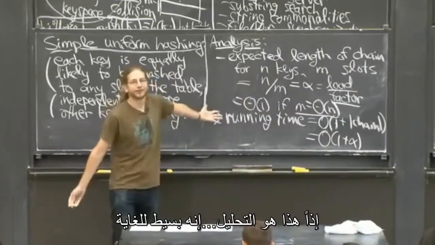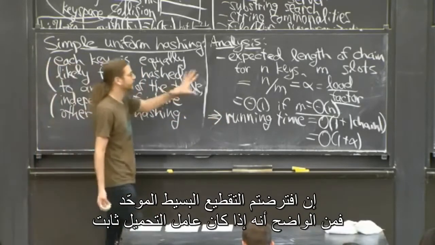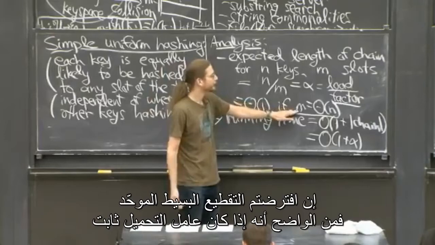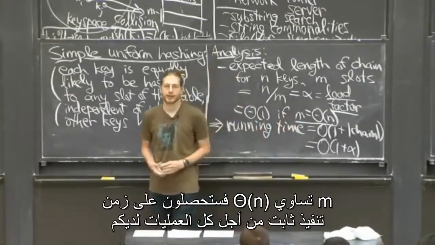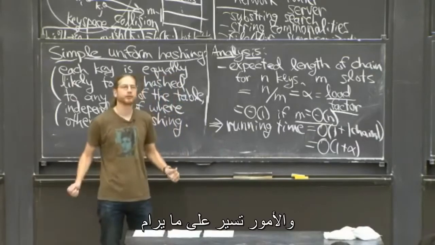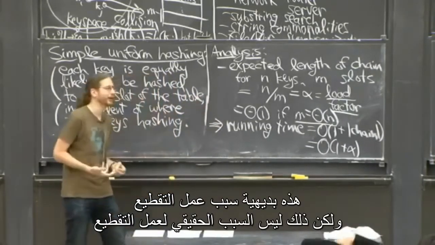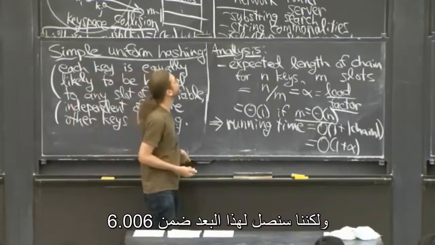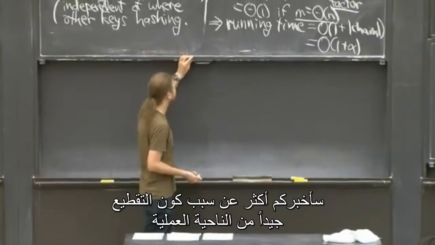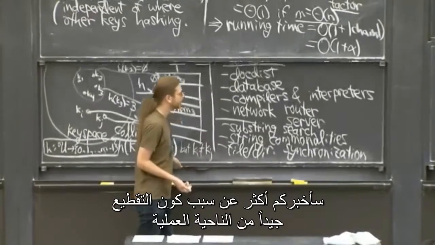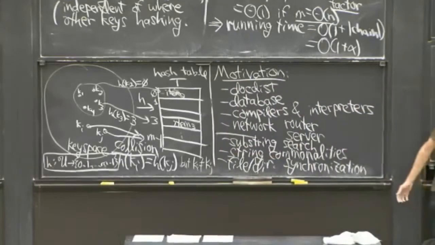OK, that's the analysis. It's super simple. If you assume simple uniform hashing, it's clear as long as your load factor is constant, m is theta n, you get constant running time for all your operations. Life is good. And this is the intuition of why hashing works. It's not really why hashing works, but it's about as far as we're going to get in 006. I'm going to tell you a little bit more about why hashing is actually good in practice and in theory.